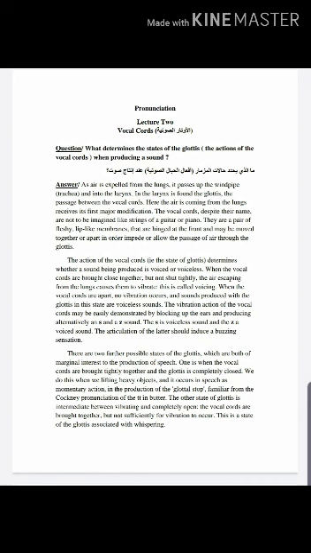The vocal cords, despite their name, are not to be imagined like strings of a guitar or piano. They are a pair of fleshy, lip-like membranes that are hinged at the front and may be moved together or apart in order to impede or allow the passage of air through the glottis.